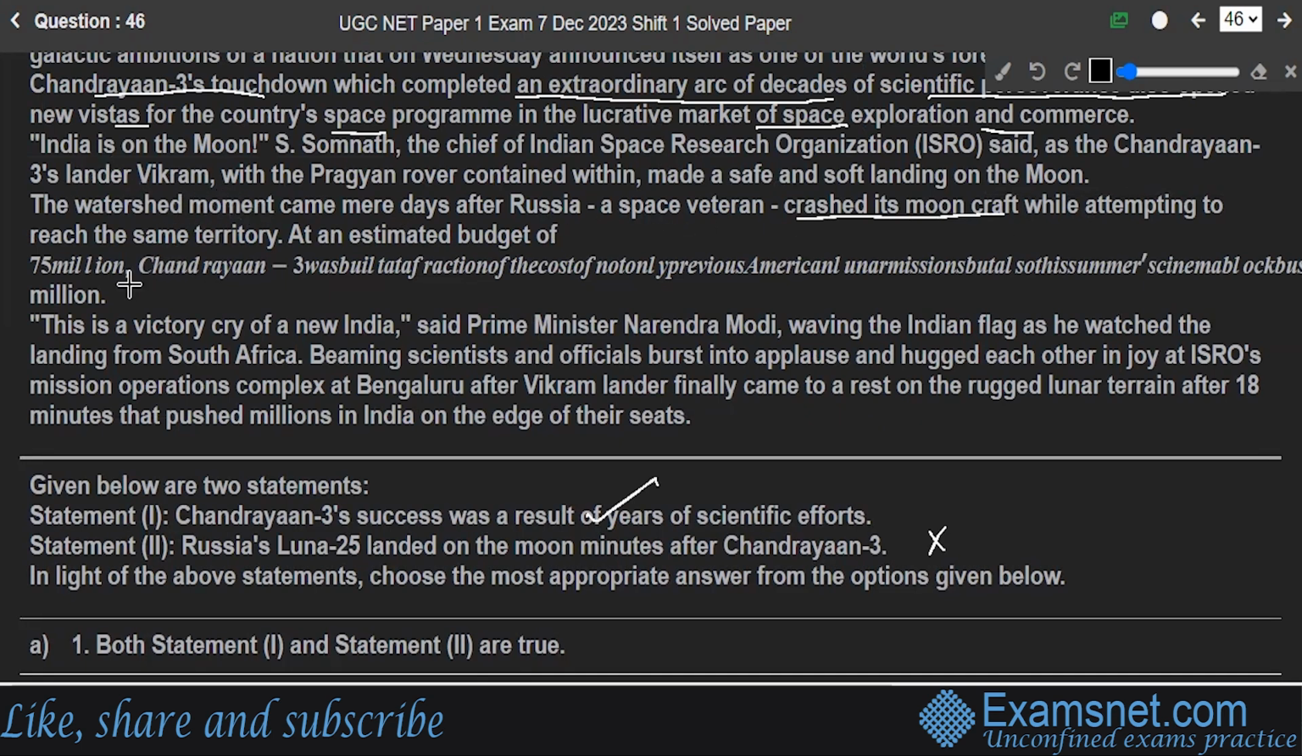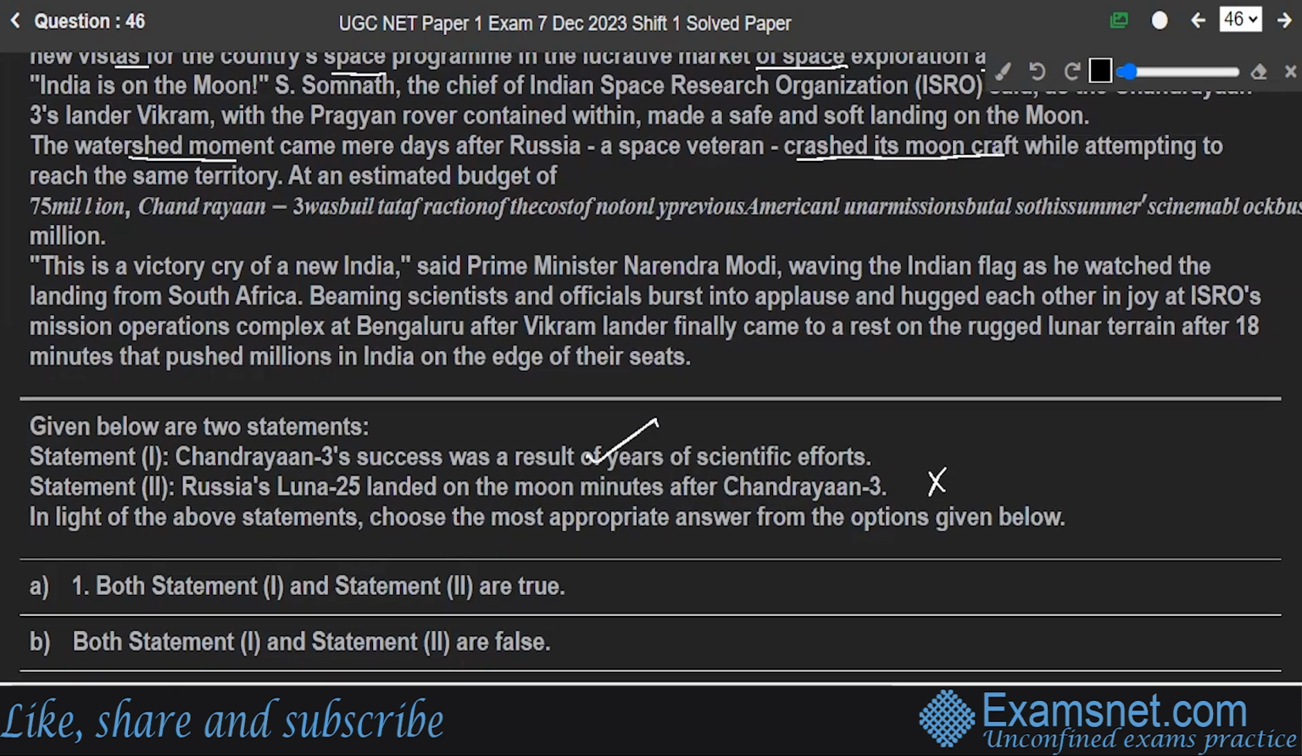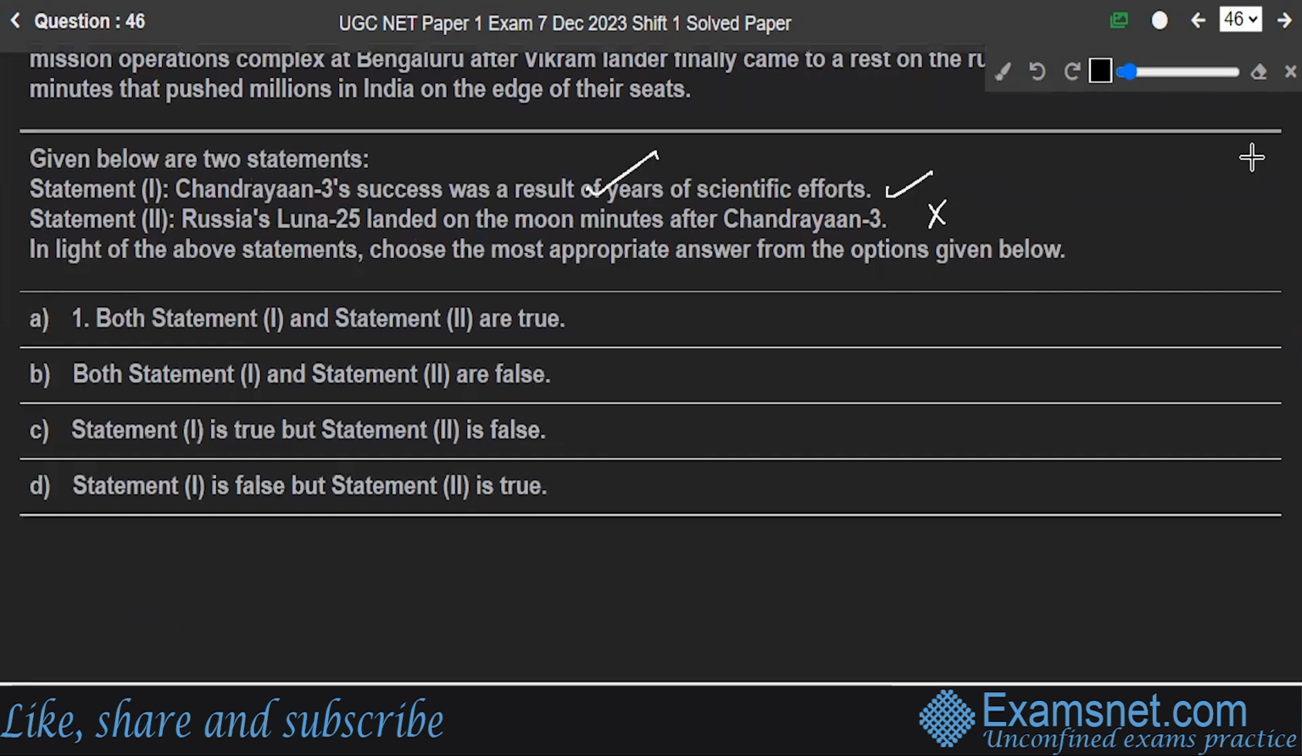Wait, it was said over here, the watershed movement came. Yes, the watershed movement came years after Russia, a space veteran, crashed its mooncraft while attempting to reach the same territory. So the first one is correct and the second one is wrong. And yes, option C is the right answer to the question.